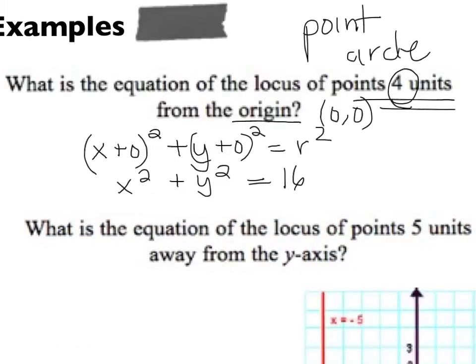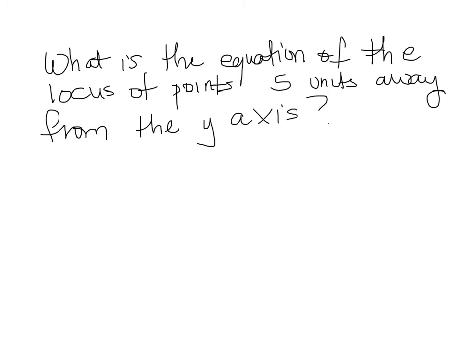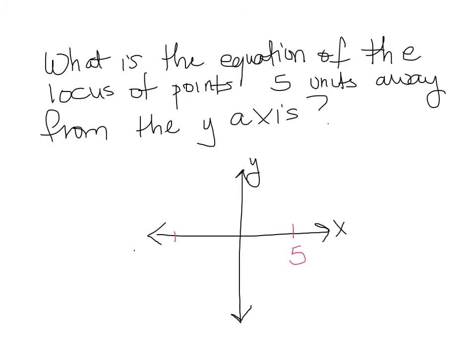All right, here's question number 2. What is the equation of a locus of points 5 units away from the y-axis? So we're talking about the y-axis, and we have a line. What's the locus for a line? The locus for a line is 2 lines. Since it's 5 units away, 5 this direction, 5 this direction, the equation would actually be the 2 lines here. This is the line x equals 5. And this is the line x equals negative 5.